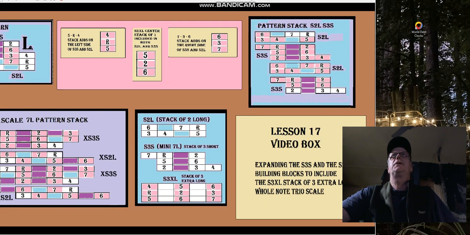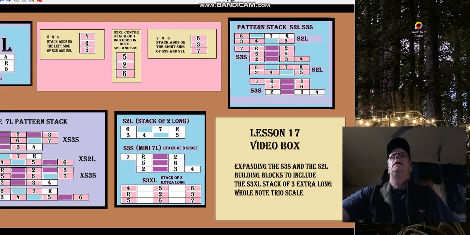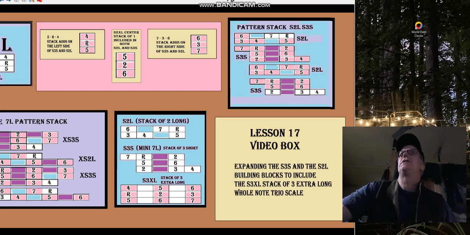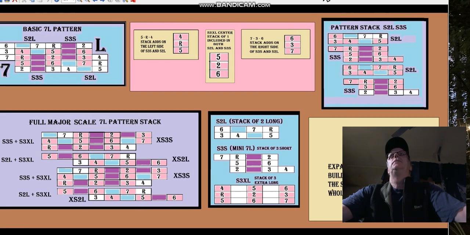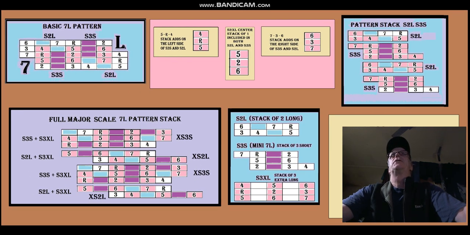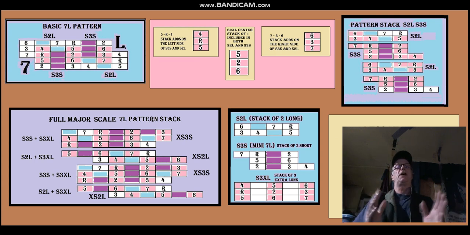I'm going to drag this right to the side here, cheat a little, and it's expanding the S3S and the S2L building blocks to include the S3, the stack of 3 extra long, which I'm going to start calling just the S3L. Extending that, okay, to include the stack of 3 extra long whole note trio scale. Where's the whole note trio scale? So this is an exciting moment.